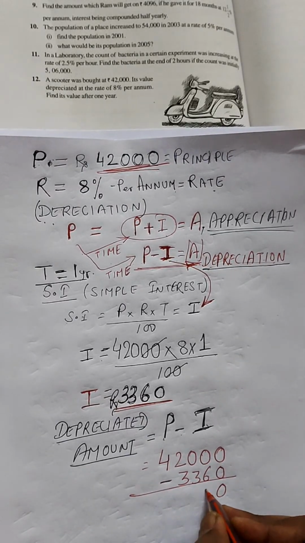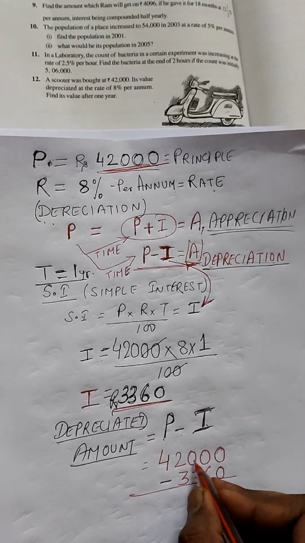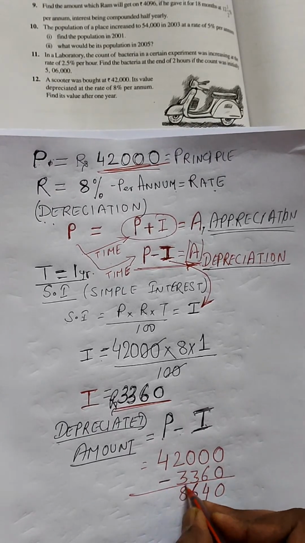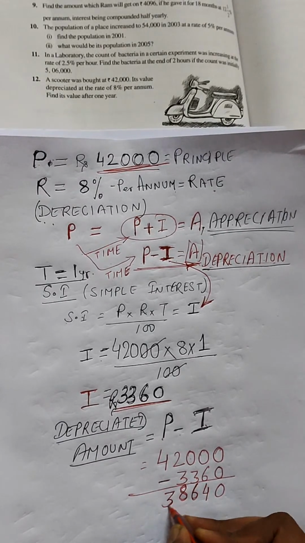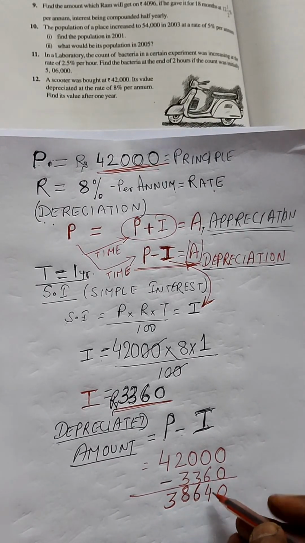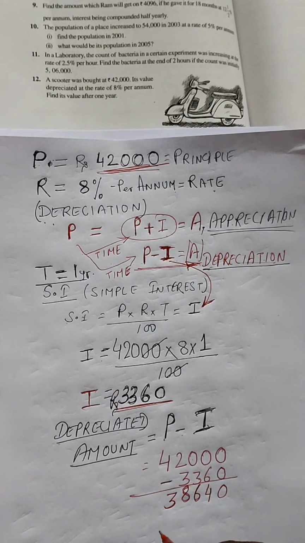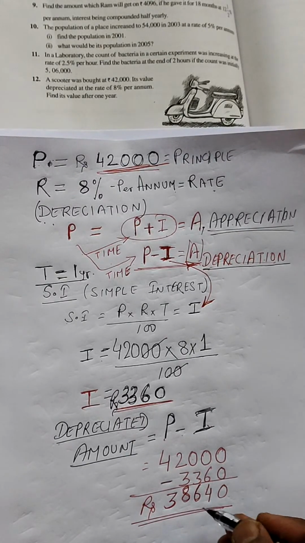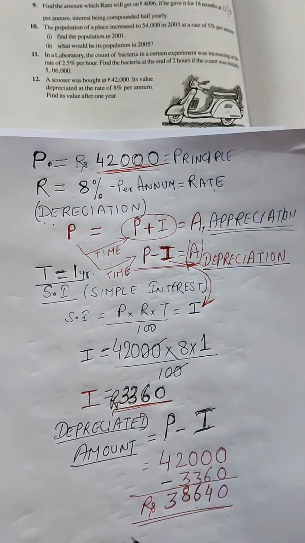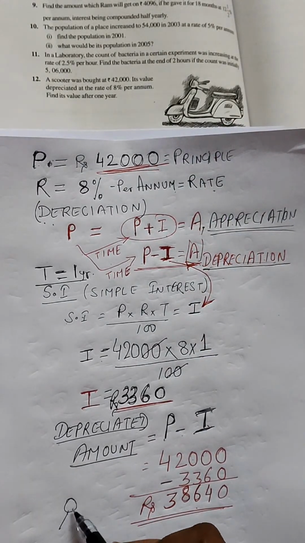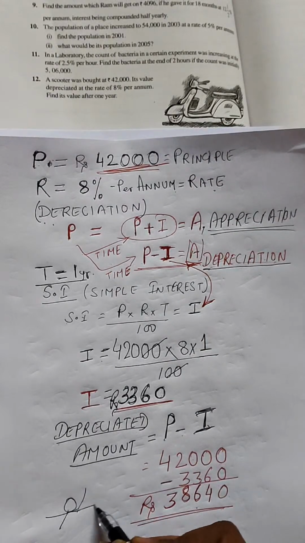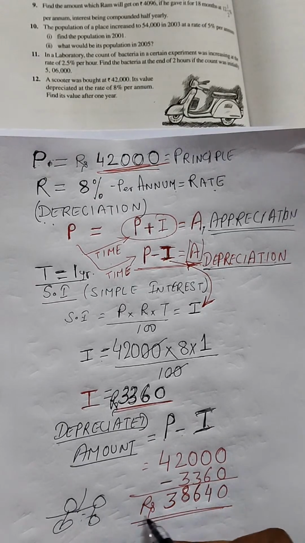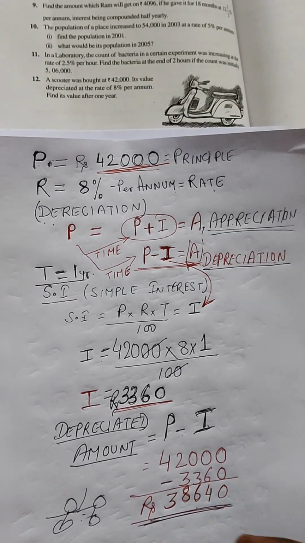You are getting 0. 10 minus 6, that will be 4. 9 minus 3, that will be 6. 11 minus 3, that will be 8, and this will be 3. So 38640. So rupees 38640 is the depreciated value of the given scooter. This is the scooter. Oh no, the shape of the scooter is not good, don't mind. So this is the depreciated value of the scooter, right?